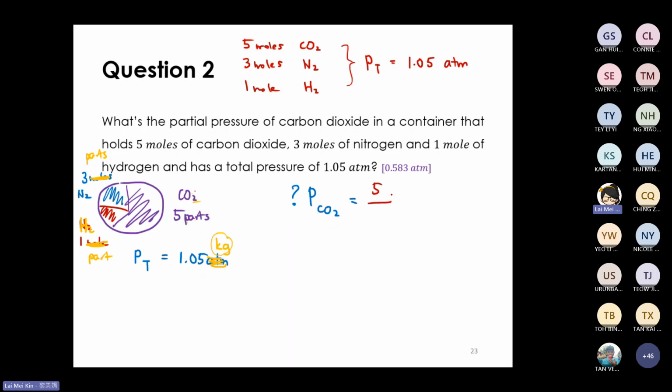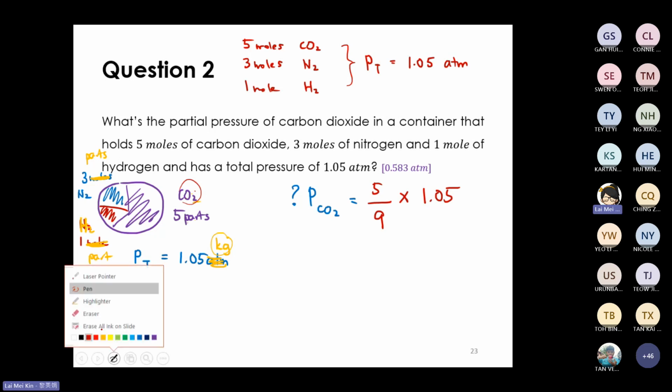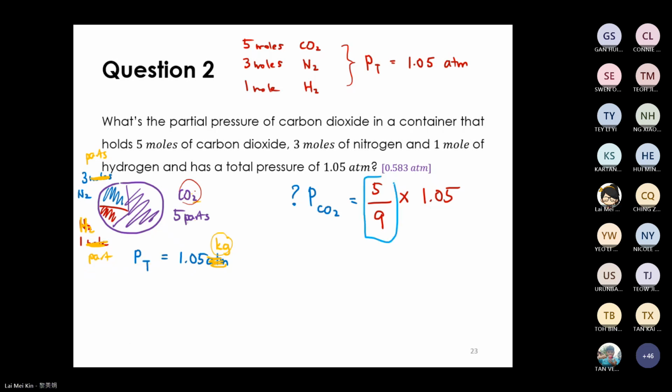If I want to calculate how much pressure is given by carbon dioxide, 5 parts divided by a total of 9, multiplied by the total pressure. How many kg of cake is eaten by carbon dioxide? 5/9 multiply 1.05 kilogram. So this one here, anyone can tell me, what do you call this? 5/9. This fraction, what do you call this? Ratio. Very good. It's the ratio. What is your part divided by the total part? We call it ratio. And because for this ratio we use number of moles, we call it mole ratio or mole fraction. They are the same. So what's the answer that you get? 0.583 atm.